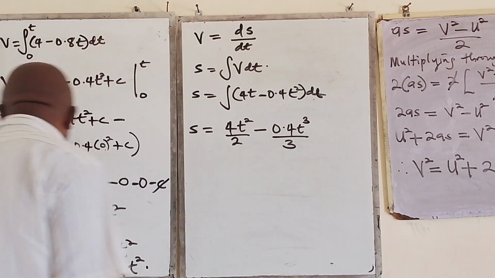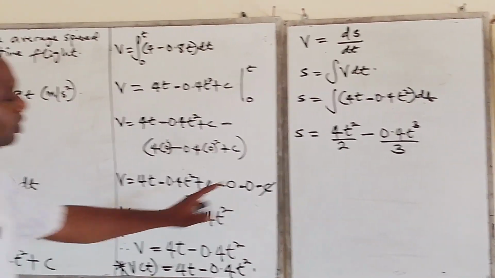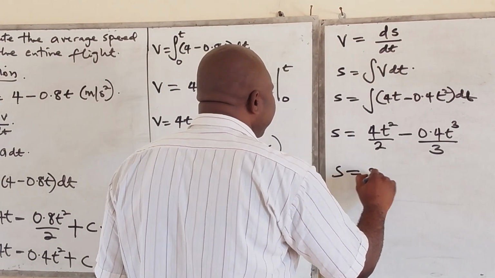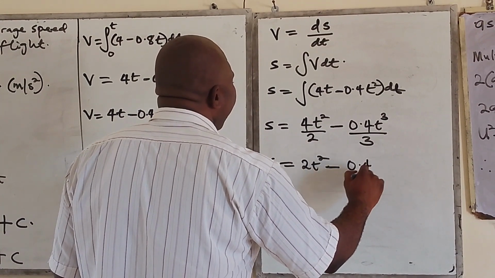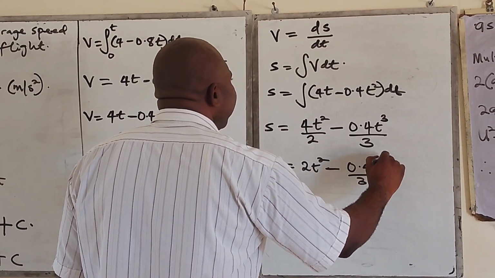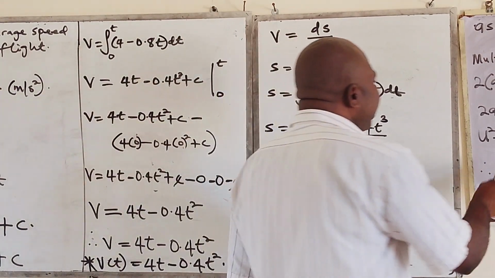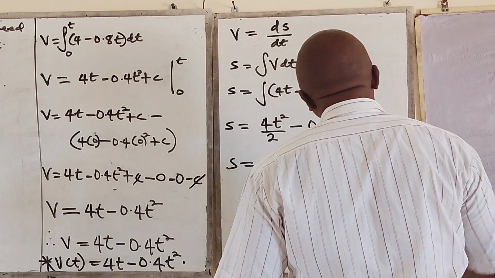But remember, the c will go just like in this case, because the body actually starts from rest. So here, the value of our x will be equal to 2t squared minus 0.4 all over 3, then t raised to the power of 3. Now I want to change this 0.4 to a fraction.